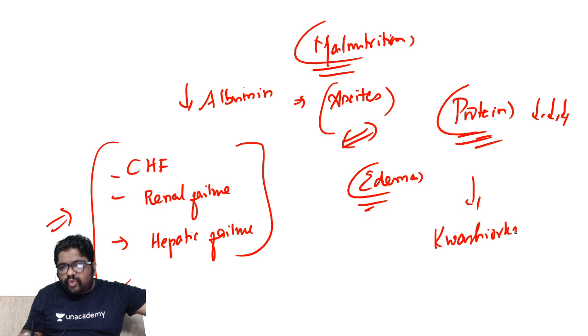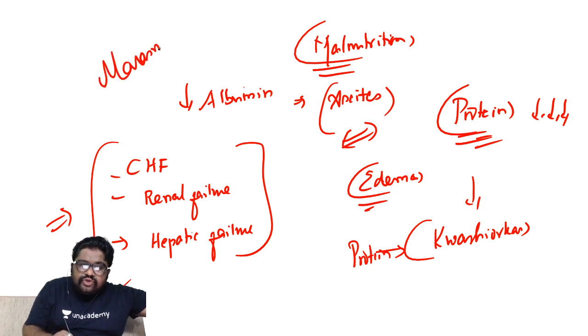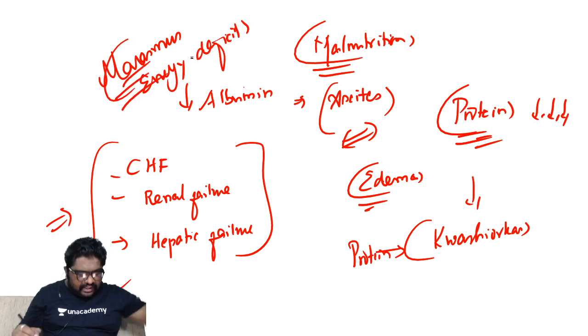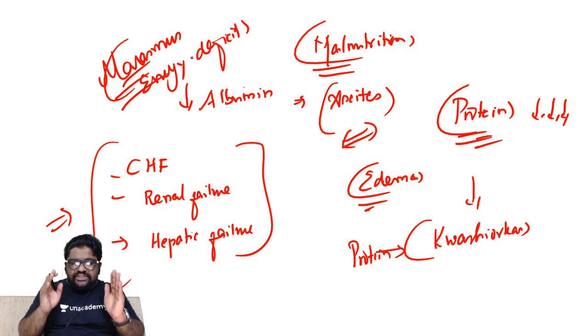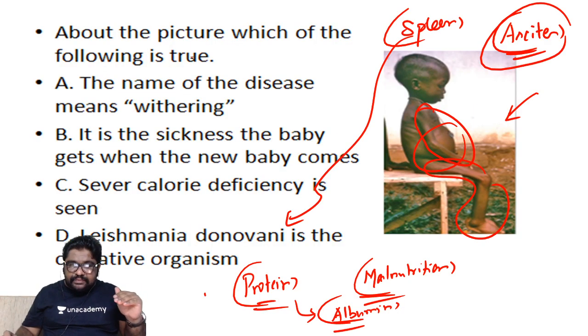And in case of kwashiorkor, remember, you will be having protein deficiency. In case of marasmus, you will be having energy deficit. I repeat my words. In case of kwashiorkor, you have protein deficit. In case of marasmus, you will have energy deficit. So, you tell me, people, if it was marasmus, then which property in the given picture will not be predominant?